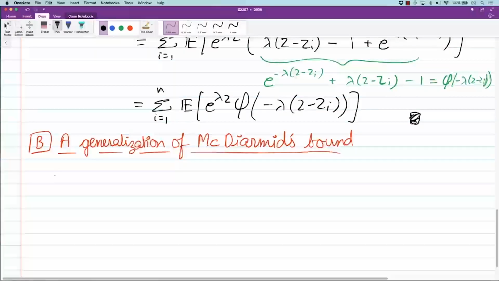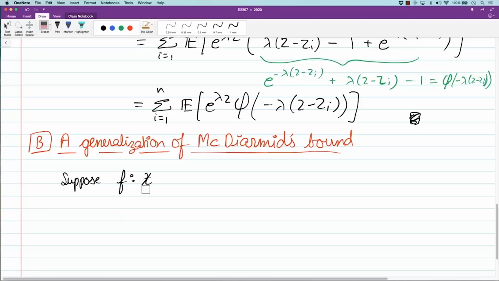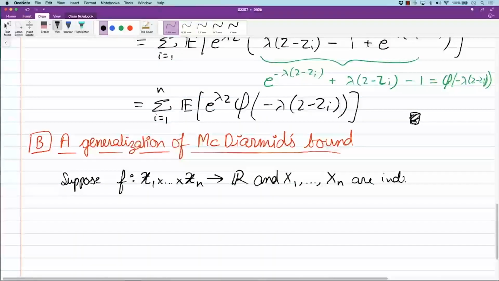Right. So before we proceed, we note a property of this function phi that will be used in this bound. But maybe we state the bound first. So suppose f is a function from, let's say, need not be IID, so I'll say x1 to xn to R and x1 to xn are independent.